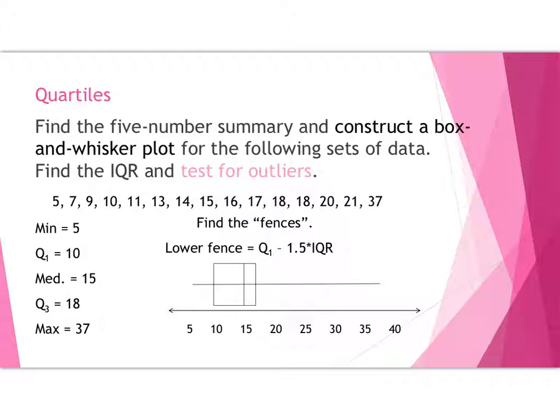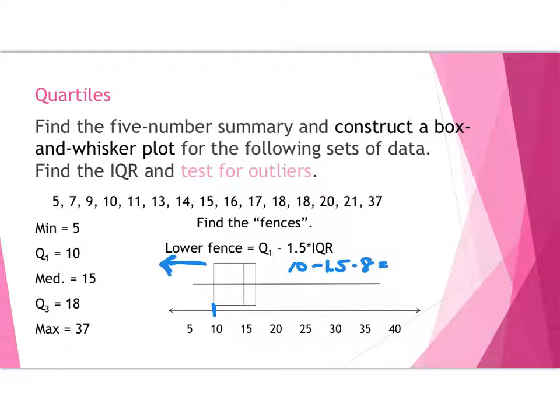Now, if I want to test for outliers, I have to do a thing called finding the fences. There's 2 formulas, one for the lower fence, one for the upper fence. The lower fence means I'm going to check for outliers that way. So I start at the low end of the box, which is Q1, and then to go left of the box, the operation is subtraction. That's how I go left on a number line. And the amount I'm going to go left is 1.5 times the IQR. So for us, Q1 was 10 minus 1.5 times the IQR was 8.